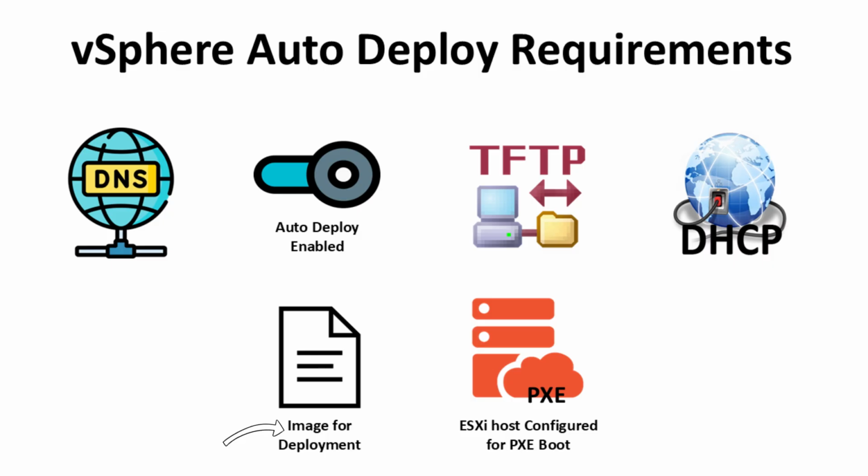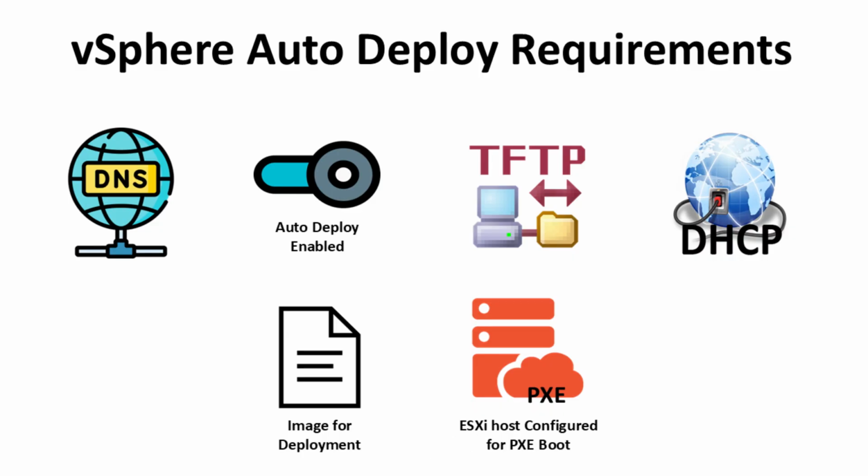Image for deployment is the image that you're going to deploy. That image could be pulled down from the VMware Online Image Depot, or it could be pulled down from the ESXi Offline Bundle, which is a zip file that you download and use locally. Last but not least, the ESXi host must be configured for PXE boot. If the boot order is set to only boot off of the local hard drive or a CD/DVD drive, then those hosts are never going to request a DHCP IP address and perform the network boot.